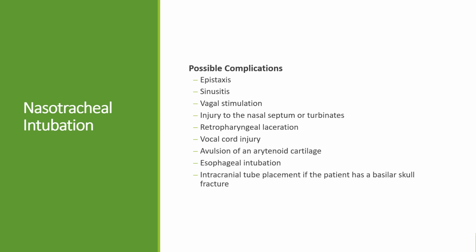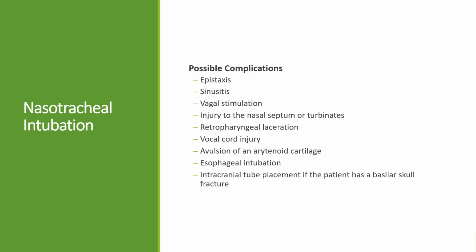Possible complications: epistaxis, which is the bleeding of the nose, which we can imagine, sinusitis, infection and swelling of the sinuses, vagal stimulation causing our patient to brady down, injury to the nasal septum and turbinates, which is probably going to happen a bit. Be very cautious in patients that have a head injury. Don't do this in a patient with a basilar skull fracture, much like that OG-NG. That is a contraindication. If there's any indication that there's a basilar skull fracture, like raccoon eyes, anything like that. It can cause vocal cord injury. Any tubes can, but even more so when you're blindly inserting a tube into the trachea.